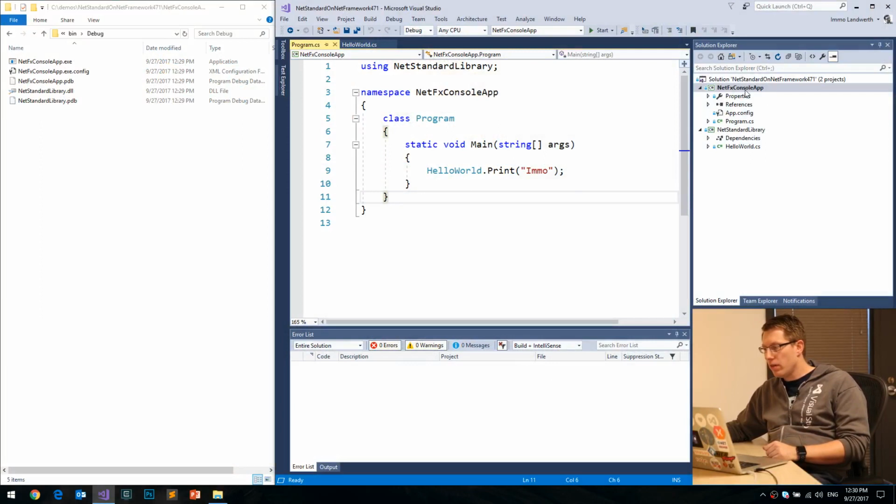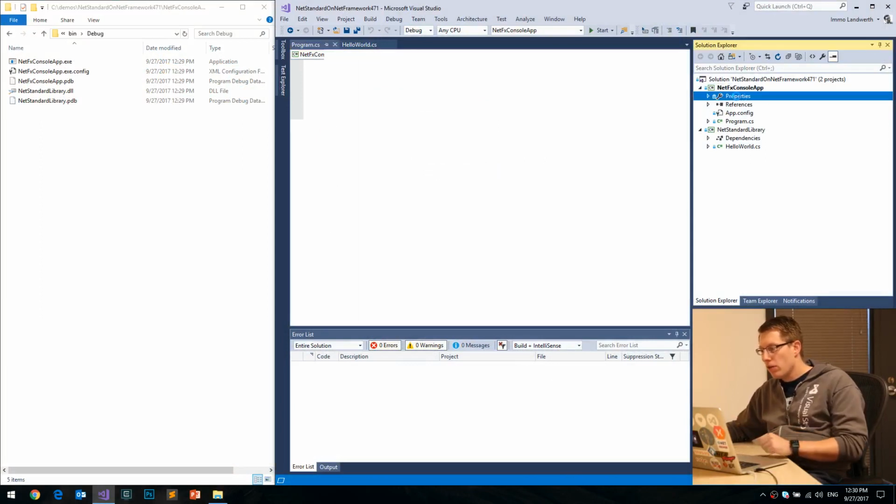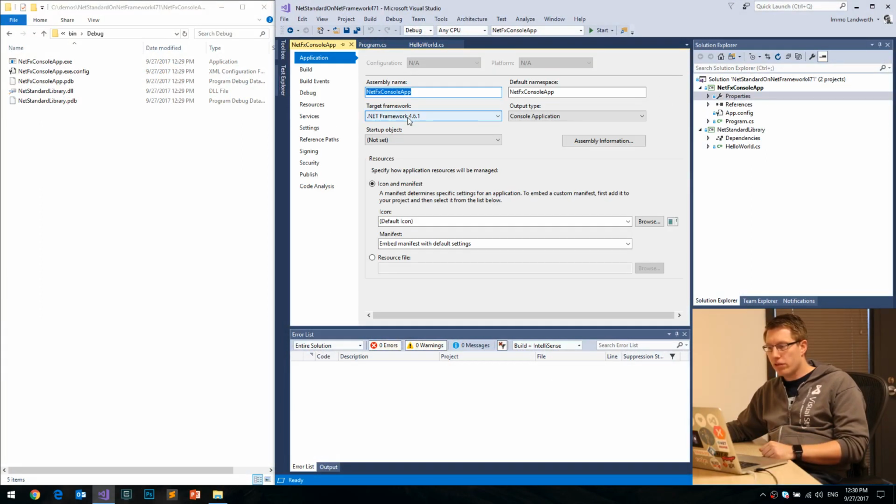So effectively what I have here is a console app. The console app currently is configured to target .NET Framework 4.6.1, which at this point you probably know is the minimum version that you need of the .NET Framework in order to consume .NET Standard 2.0 libraries.